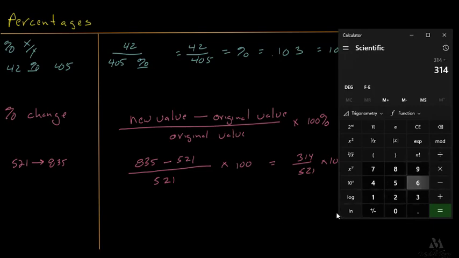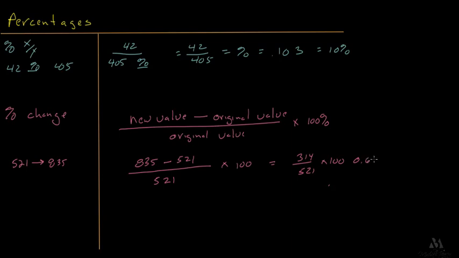So we're going to divide by the 521. We get 0.6026. We multiply that times 100. And we get 60.26%. We have 3 significant digits, and so our final answer is going to be 60.3%.